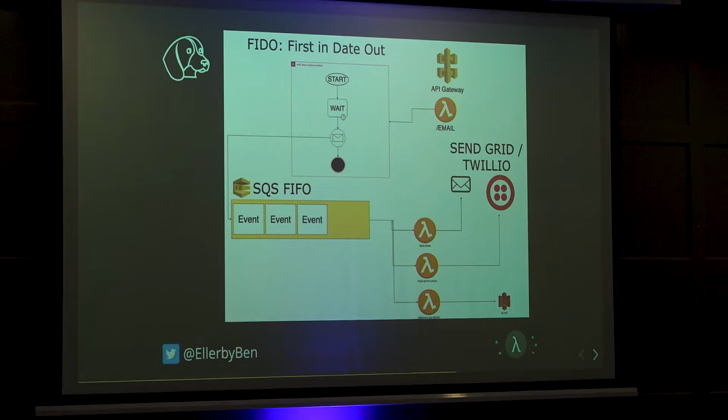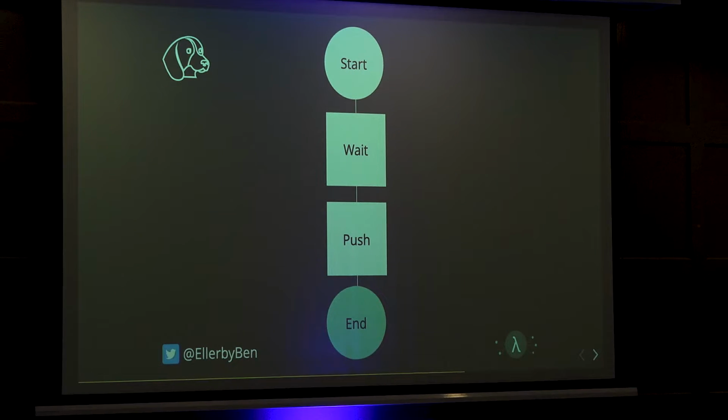And then we can have a Lambda function to send an email, a Lambda function to send a push notification, a Lambda function to generate a report. It's quite agnostic to what you're doing at the other end. Let's look at the state machine. So we have start, wait, push, and end.